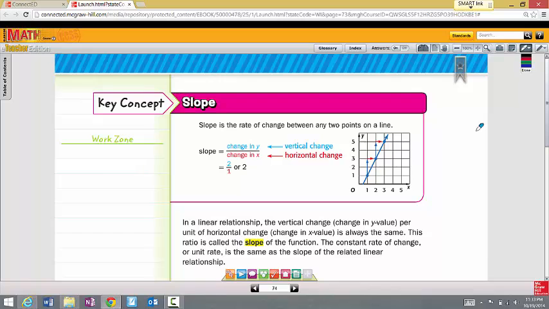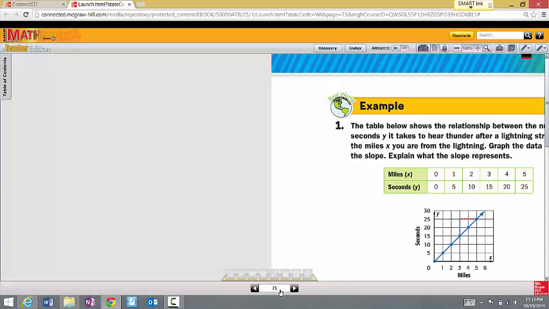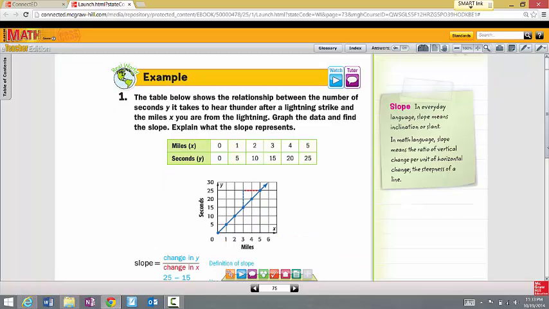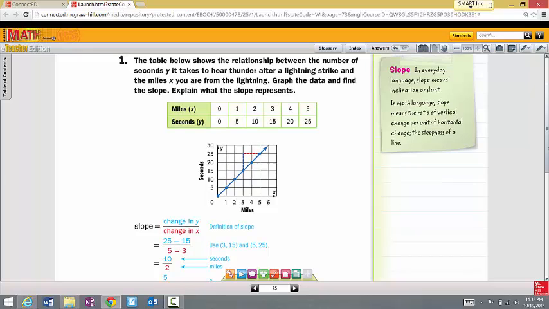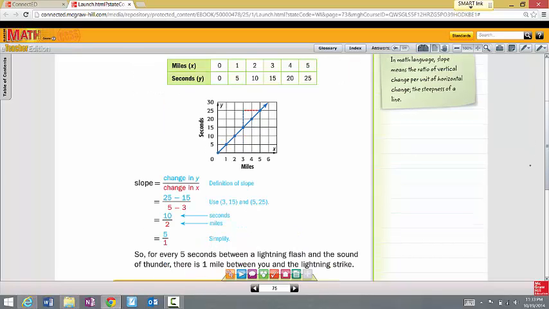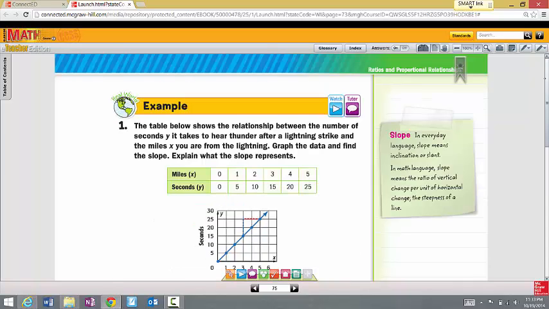So, okay. If you could turn your page, please, to page 75, and we'll do our first example. Example number 1 talks about a relationship between the number of seconds y it takes to hear thunder after lightning strikes and the miles you are away from that strike. So you have to tell me what the slope is, calculate what the slope is, and then also tell me what that slope represents.